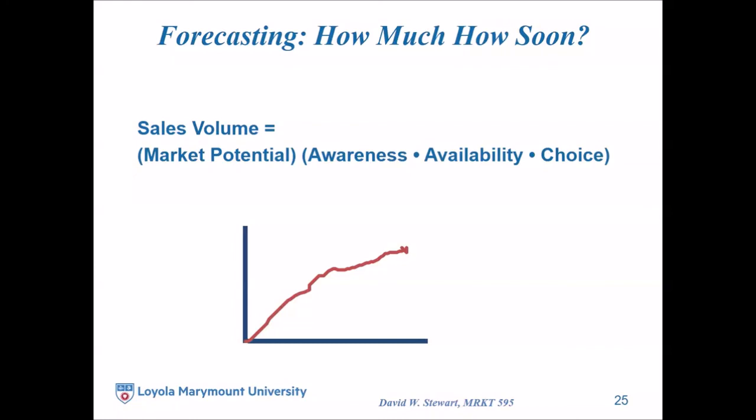In fact, if I take market potential out of the equation and just use this portion of it, that's market share. I can get awareness from a survey. I can simply take a survey out and say, what products are you aware of? I can get availability with a survey. Where do you shop? And I can actually get choice with the survey. So it's very, very powerful.